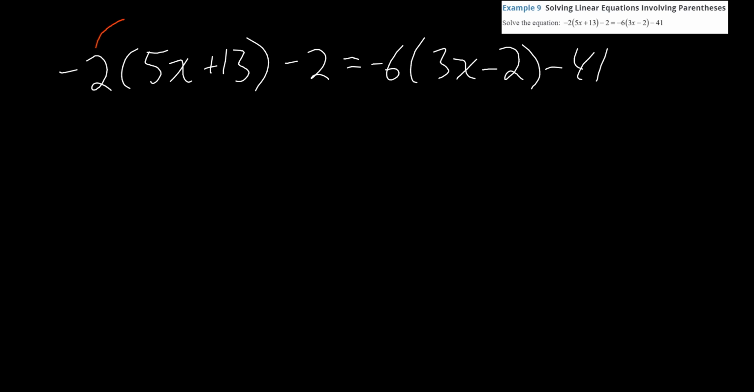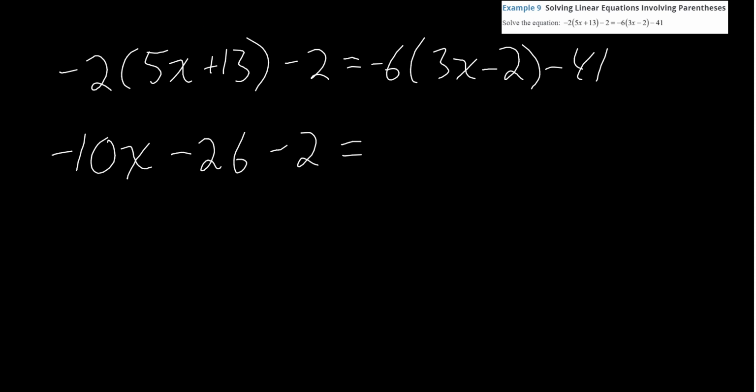So we have a negative 2 times a positive 5x. So that's going to be a negative 10x. And negative 2 times a positive 13. So it's going to be a minus 26. And then this negative 2 just comes on down.